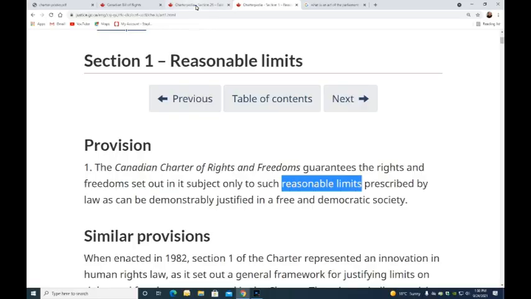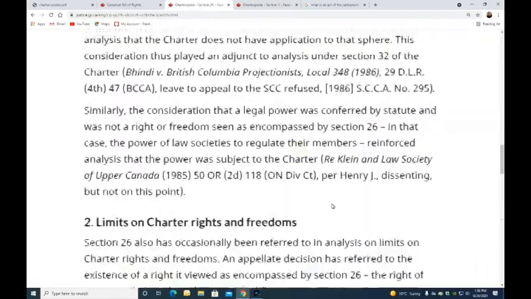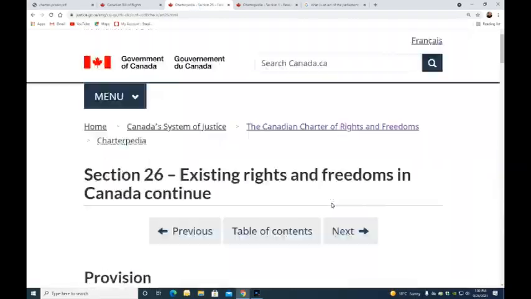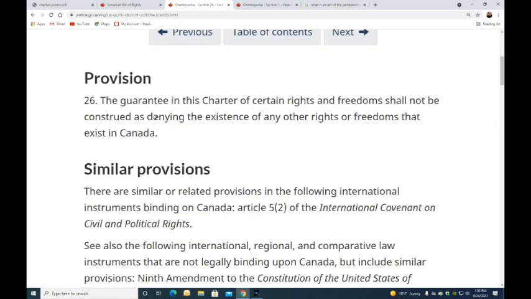Let's continue in Section 26 of the Charter, and I'm going to again show you. This is the Canadian Charter of Rights and Freedoms, Section 26. It specifically says the guarantee in this Charter of certain rights and freedoms shall not be construed as denying the existence of any other rights or freedoms that exist in Canada. In other words, all the rights that already exist in Canada continue to exist. The Charter guarantees that. It doesn't override anything.